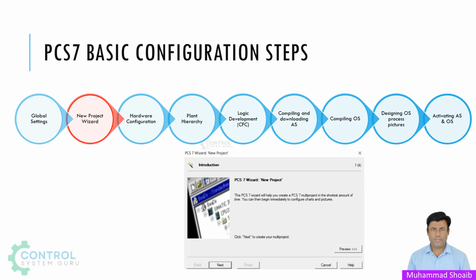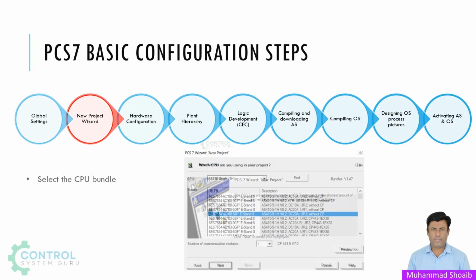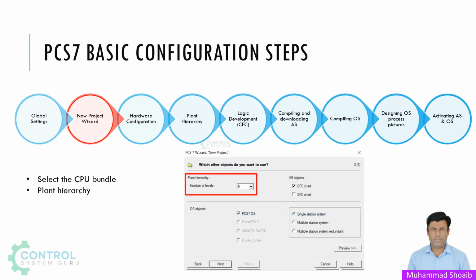We'll open the wizard. In the wizard, the first part is that we have to select the CPU. We will select the CPU bundle from this drop-down list, or we can select the CPU. We can find the part number, and through the part number also we can select it. Then the plant hierarchy: we will select how many levels we want. In PCS7, the maximum is 8 levels. So we'll select the plant hierarchy.